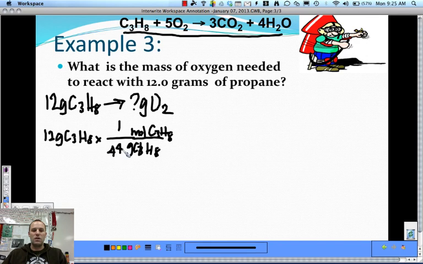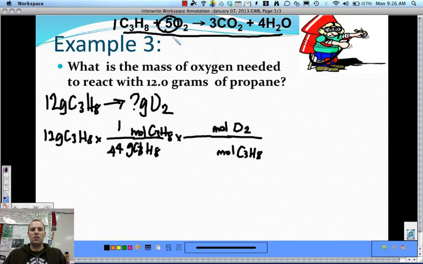Okay, so we know that this is 44 grams from the periodic table. Now we're in moles of propane. I can switch substances now because they both say moles. So I can go from moles of propane to moles of oxygen. That's a 1 to 5 ratio from the balanced equation. That's the only time I'm going to use those numbers. Now I'm going to go back to normal.